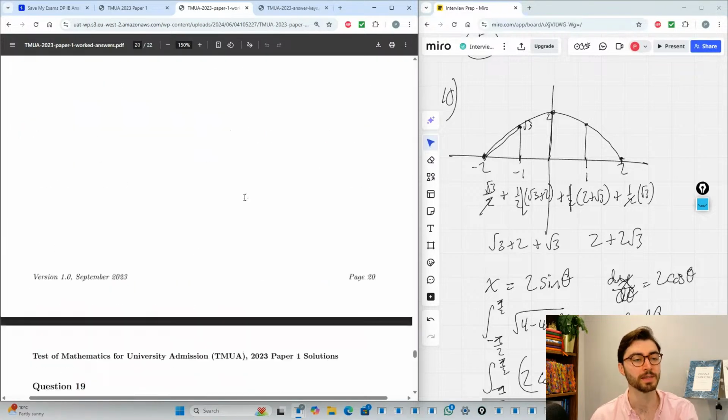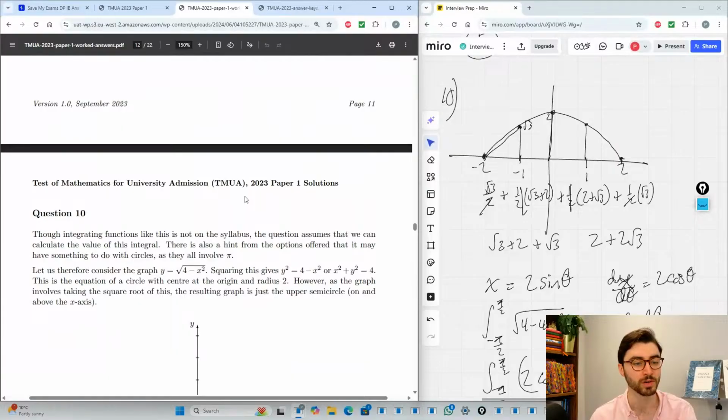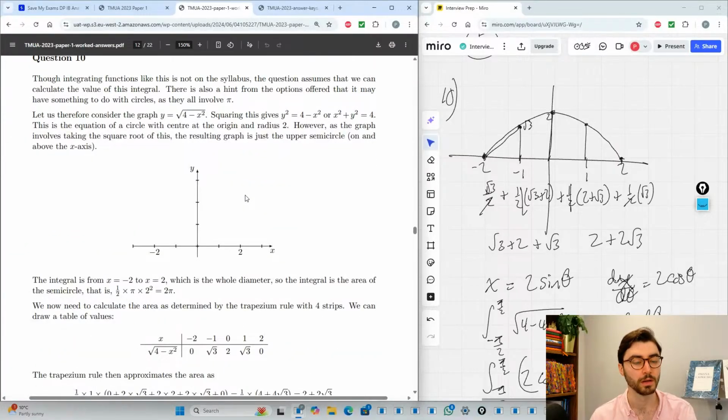What are they saying about 10? What context clues did I miss about that being a circle? Just squaring it up. Yeah, there you go. That'll do it. Circle radius 2. Damn. Man, I made my life a lot harder than I needed to there.